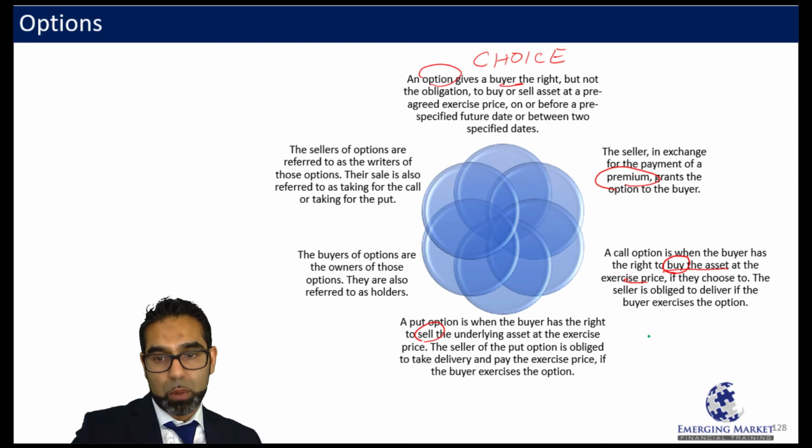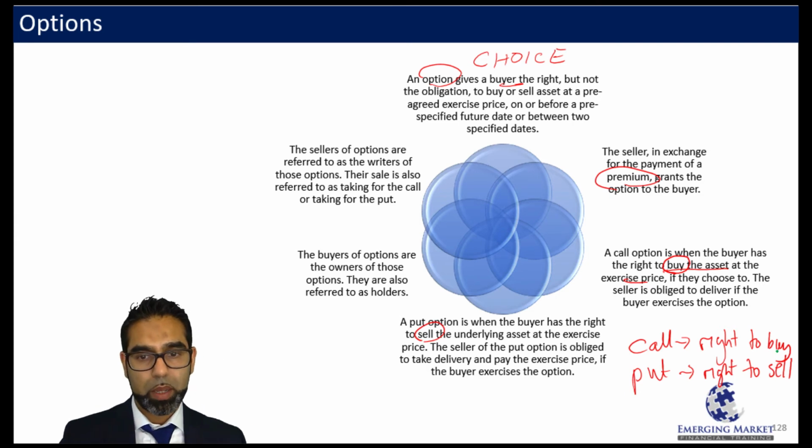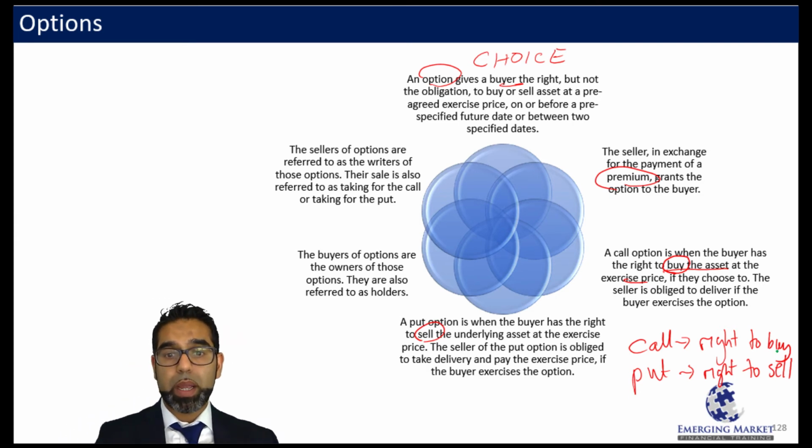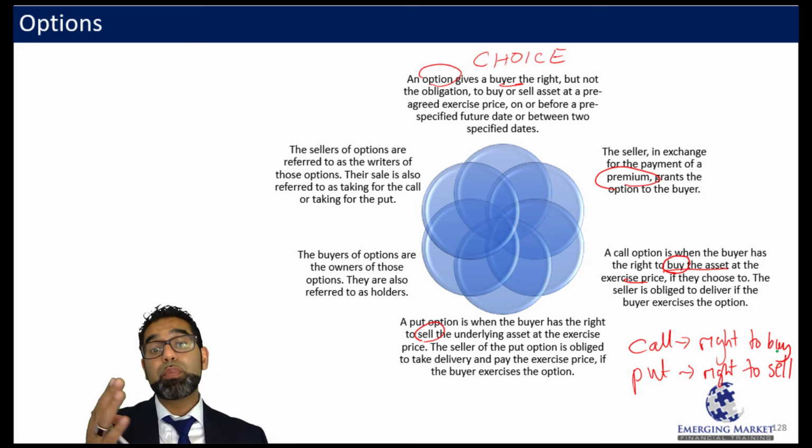So we have two options here. Call, okay, is a right to buy, and put is a right to sell. Okay? A put option is when the buyer has the right to sell the underlying asset at a pre-agreed exercise price.